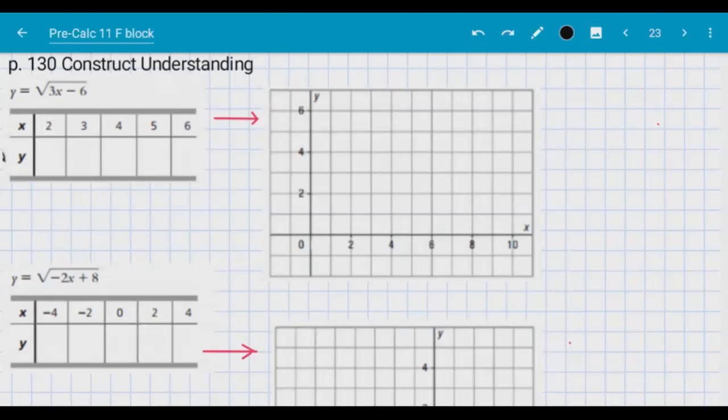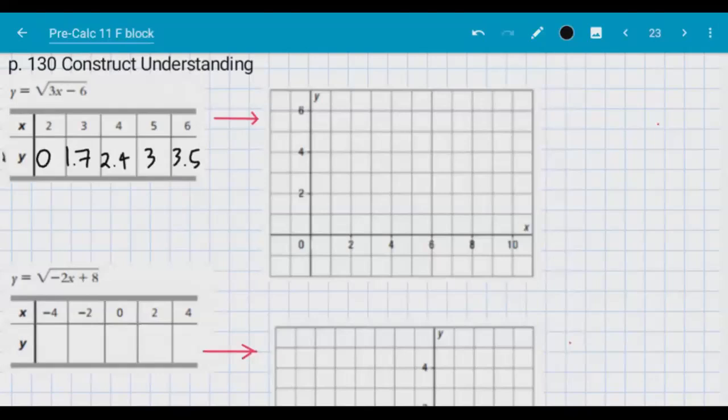If these are the values of x, okay, for this function, if x is 2, y is 0. If x is 3, y is about 1.7. If x is 4, y is about 2.4. If x is 5, y is about 3. If x is 6, y is about 3.5. All right? Now let us graph that.